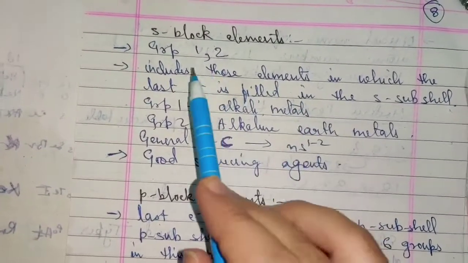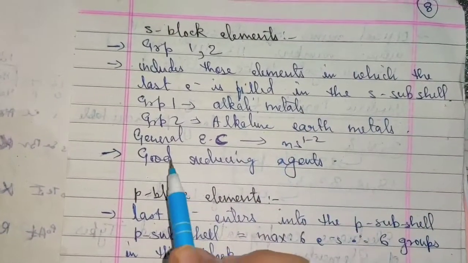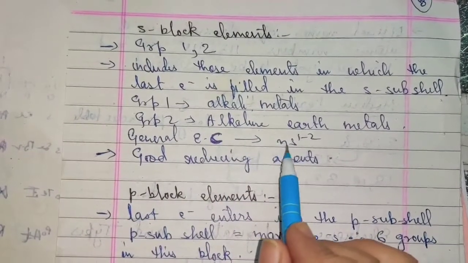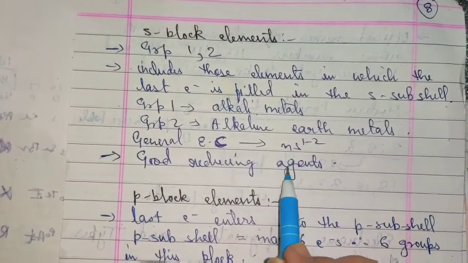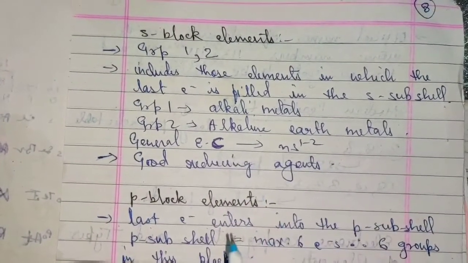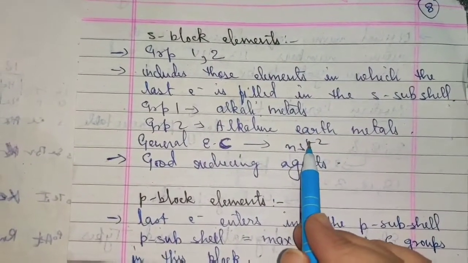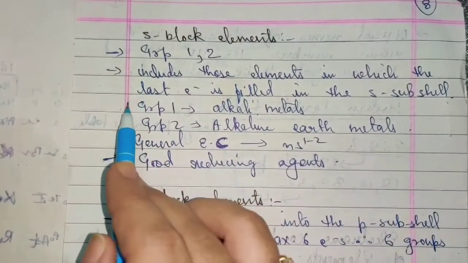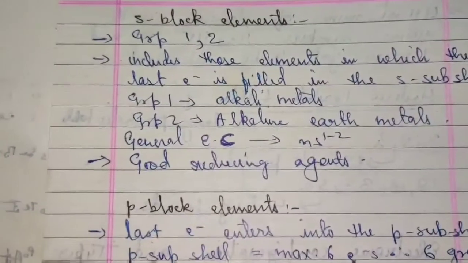So children, I'll explain the meaning of this sentence with the help of an example. The general electronic configuration of S block elements is ns1-2, and these are excellent reducing agents. These are very good reducing agents. Now how do we come to know about this general electronic configuration? Actually children, this sentence is related to the general electronic configuration. So let me explain with the help of an example.